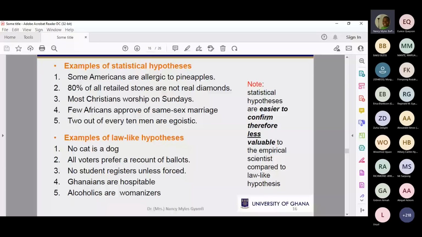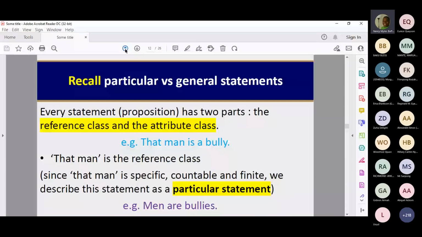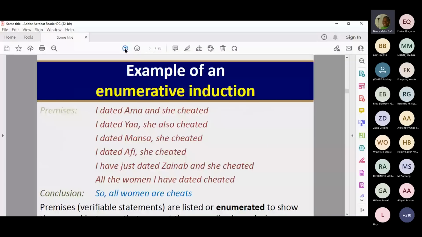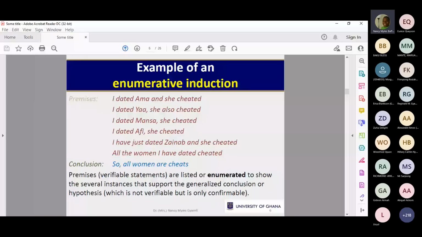If I'm trying to conclude that, there we go, we have it on our screen. If I said I dated Amma and she cheated, I dated Iha, she also cheated, I dated Mansa, she cheated, Afitu cheated, yesterday he said now, has also cheated, and I conclude. Look at my conclusion. Based on these several examples, particular instances, I conclude, therefore, all women are cheats. This, my conclusion, has not been strongly supported yet because all women, this is universal. This is difficult to substantiate, to support, to confirm.